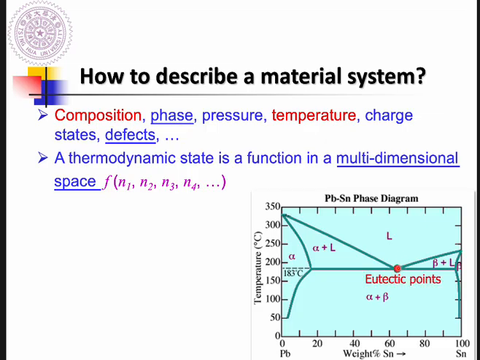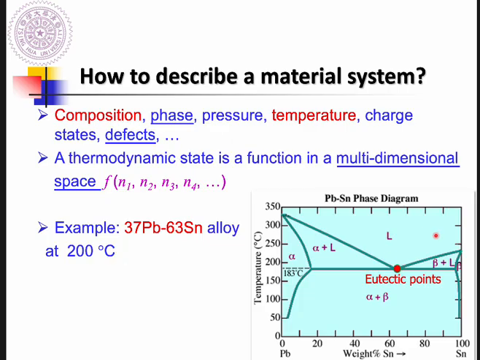So for example, like this point at 183 degrees C and a specific composition, and also we have the liquid, alpha, and beta phases. This special point, or state, we call the eutectic point, and this point has a specific composition and also a specific temperature. This is how we describe these material systems.